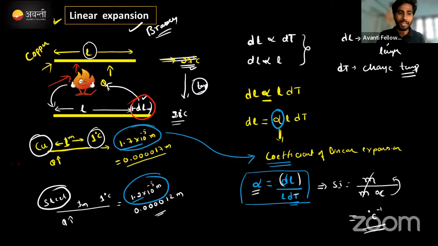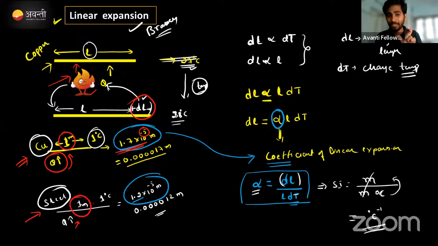Suppose there is copper here, first a copper wire of 1 meter. If I give heat to the copper, in 1 meter it will expand only 1.7 into 10 to the power of minus 5 meter. If you provide the same amount of heat to steel of the same length, where the increase in temperature is only 1 degree Celsius, it will expand only 1.2 into 10 to the power of minus 5 meter. Means each and every material's expansion property is different.